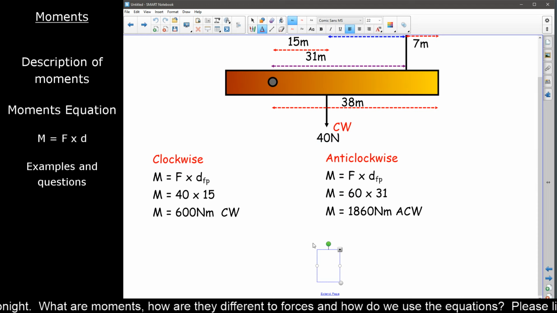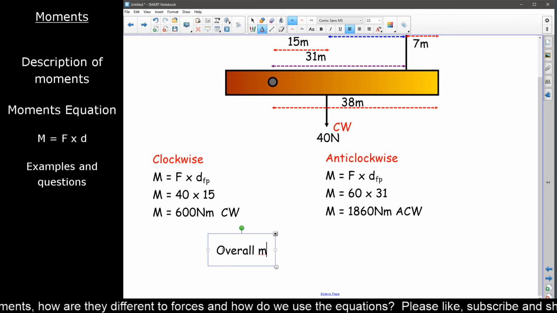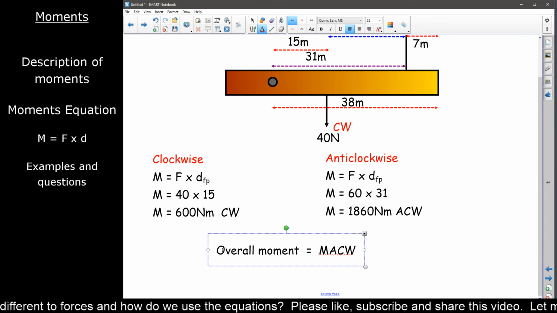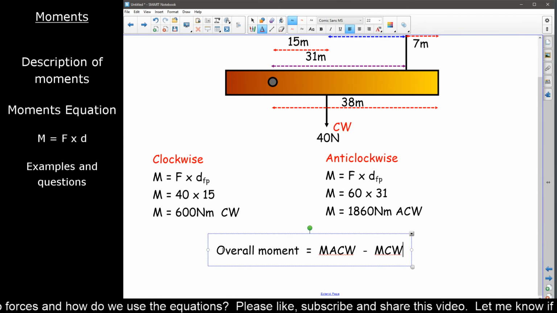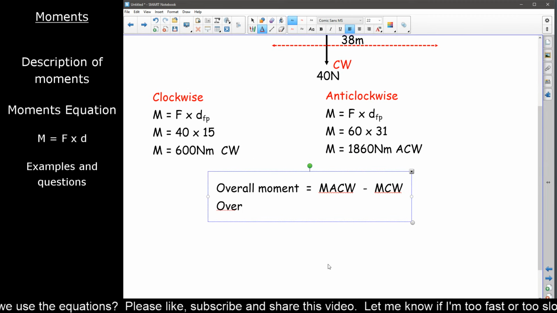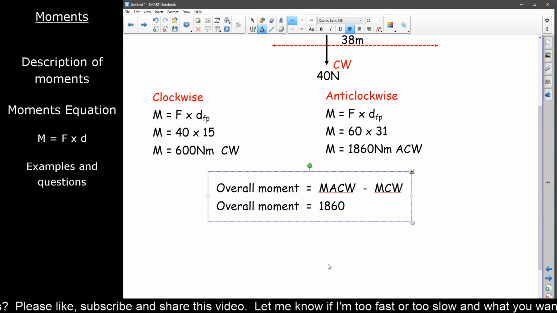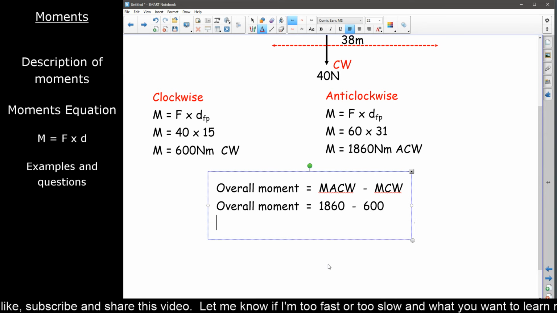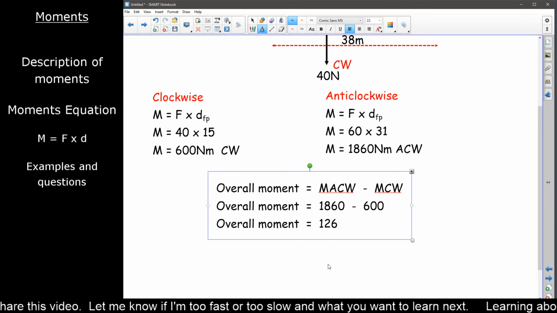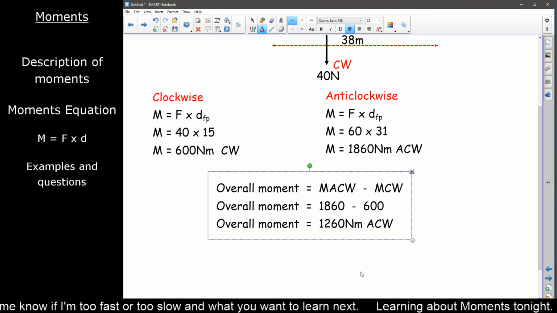So now I want my overall moment. In this case, my overall moment will be my moment anti-clockwise minus my moment clockwise. I know that because my anti-clockwise moment is the bigger one, so it's going to be anti-clockwise. So my overall moment is equal to 1860, take away 600. So my overall moment is equal to 1260 Newton meters. And that is anti-clockwise. And that's my final answer.